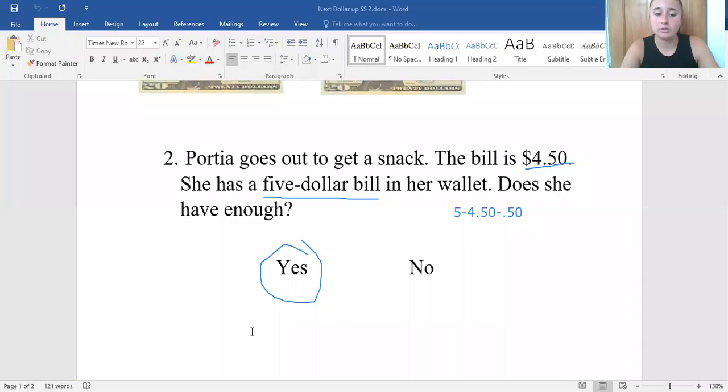If you wanted to solve this using a number line, what you would do is draw a line at what you owe, so that's right in between the 4 and the 5, and then you would circle the bill that you have. And if the bill that you have is further to the right on the number line, meaning it's bigger than what you owe, then the answer would also be yes. It was supposed to be a check mark. There we go. So those are the two different ways you could solve this problem.